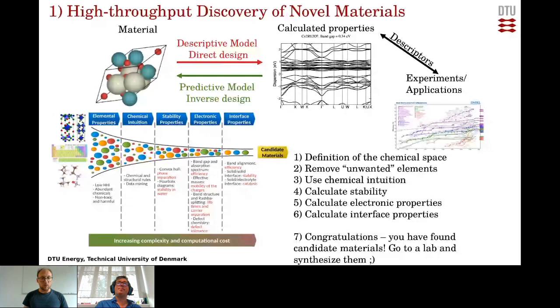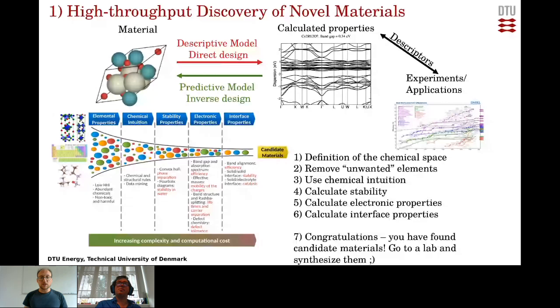And then is when we start really doing calculations, and then we can calculate the stability of a material. Here it can be done, for example, using a convex hull, to estimate the stability against phase separation, but also we can estimate the stability in a real electrochemical environment, for example, using Pourbaix diagrams. Beyond that, we can look at electronic properties, we can calculate band gaps, that could be a descriptor for efficiency in a solar cell. We can calculate effective masses, that is a descriptor for the mobility of the charges. We can calculate defect chemistry, that is a descriptor for defect tolerance and so on.